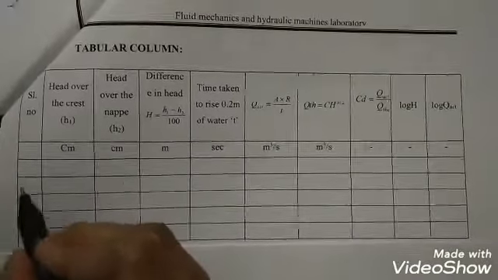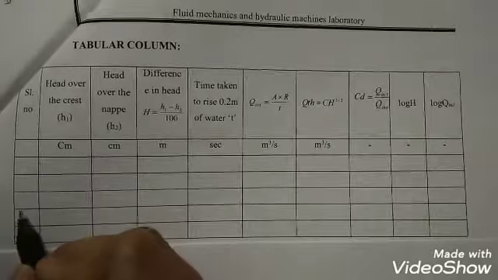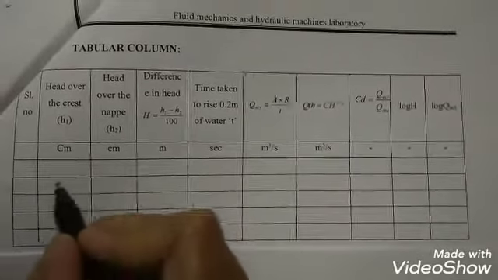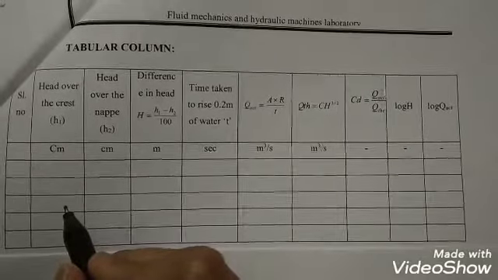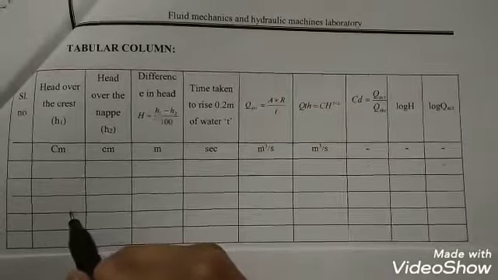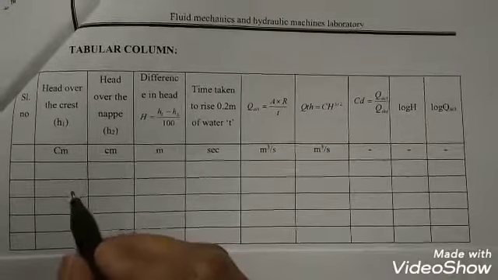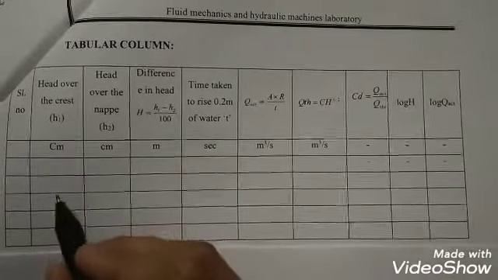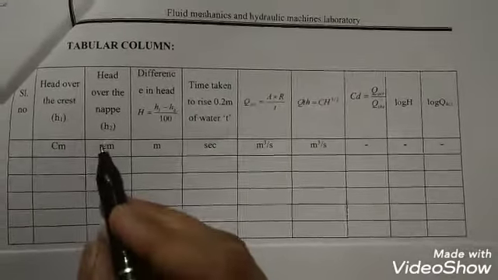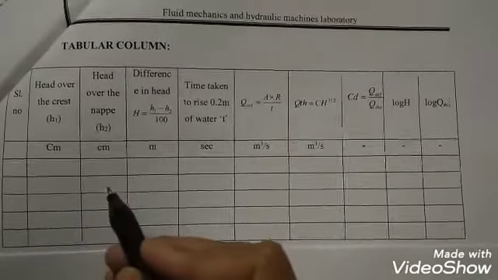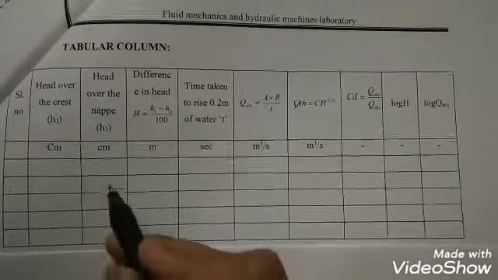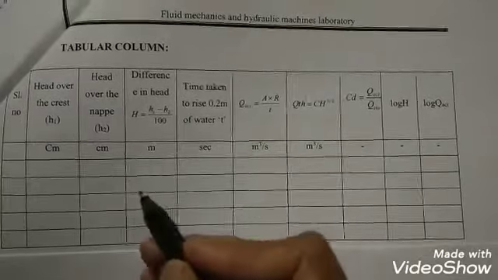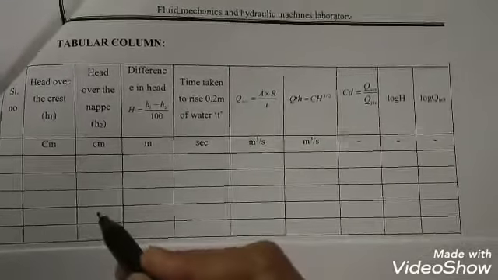Initially there is the serial number, so you can write the trial number here, and the next column is the head over the crest. In the observation, we have already taken this head over the crest, H1, before allowing the water. That should be in centimeters. Next is the head over the nappe. During the experiment for different trials, we have taken this head over the nappe, the H2 value, in centimeters, and you can write that value here.